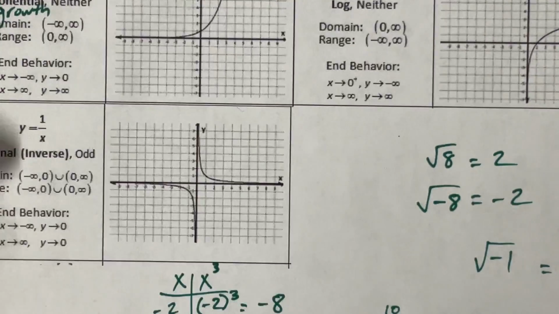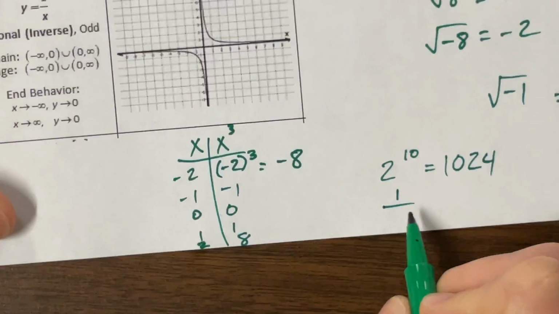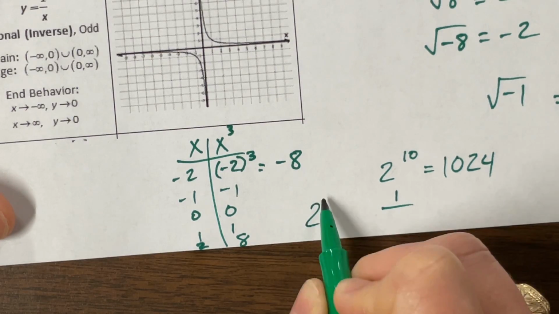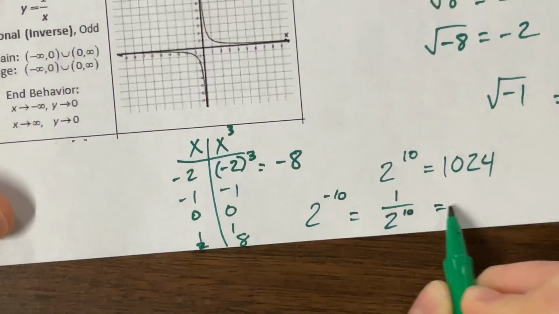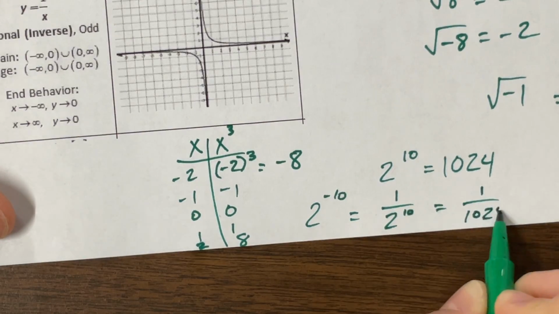It's really fun. But I can also say 2 to the negative 10, which would be equal to 1 over 2 to the 10, which would be 1 over 1024.